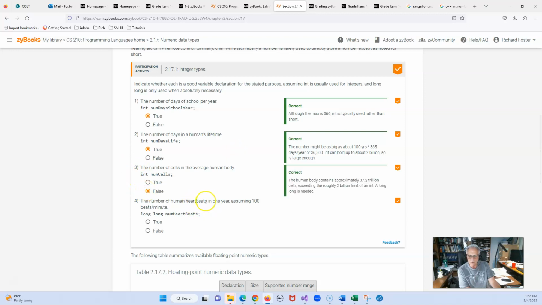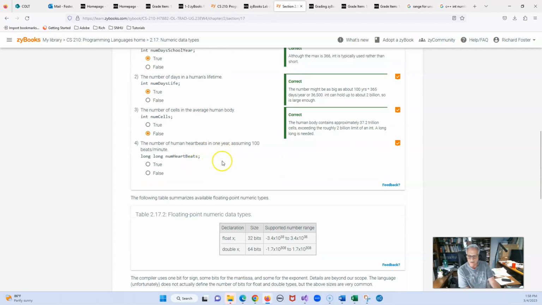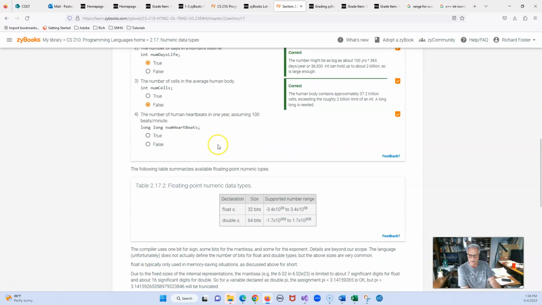And now we have the number of human heartbeats in a year, assuming 100 years. Well, you would need to calculate that as, let's see, beats per minute. So you would have to choose 100 per minute times 60 minutes per hour times 24 hours per day, and then times 365. That would be a lot. So would long hold the beats? Well, let's go and see what long does. And long here can go up to 9 billion. So I'm going to let you calculate that on your own.